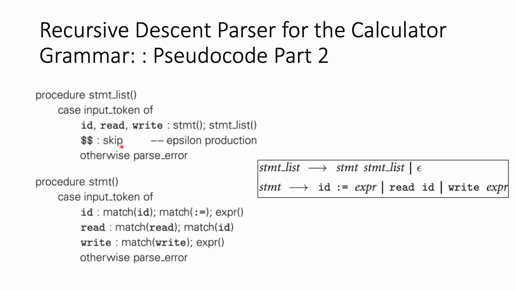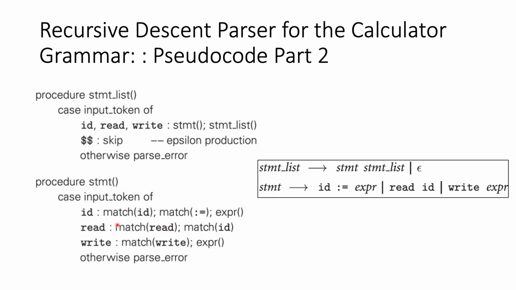And this call matches the first production for the non-terminal STMT list. If the current token is the end marker, then the STMT list subroutine simply returns because that case corresponds to the epsilon production for the STMT list non-terminal. In the STMT subroutine, it checks if the current token falls into one of the three cases: ID, read, or write. Each of these cases corresponds to a production whose left hand side is STMT.